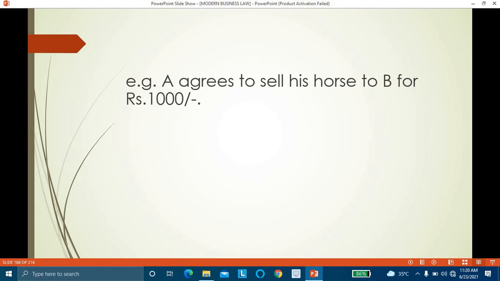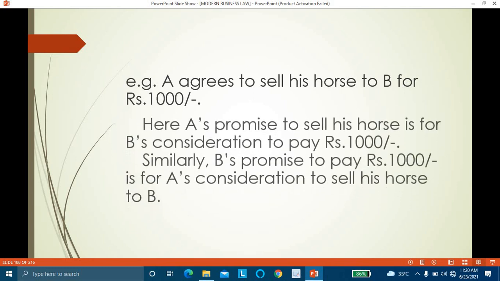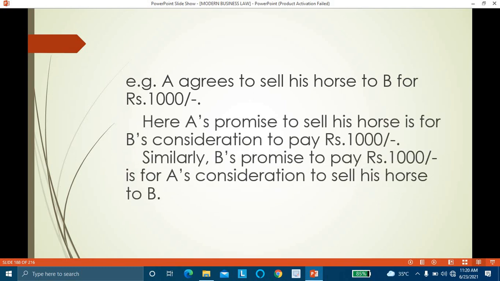What is an example of consideration? A agrees to sell his horse to B for 1000 rupees. Here, A's promise to sell the horse is the consideration for B's promise to pay 1000 rupees. So A has given a promise. In return, what is he getting? He has been given a promise by B that he will pay 1000 rupees. B has given a promise to pay 1000 rupees. In return, what is he getting? He is getting A's consent to sell the horse to him.